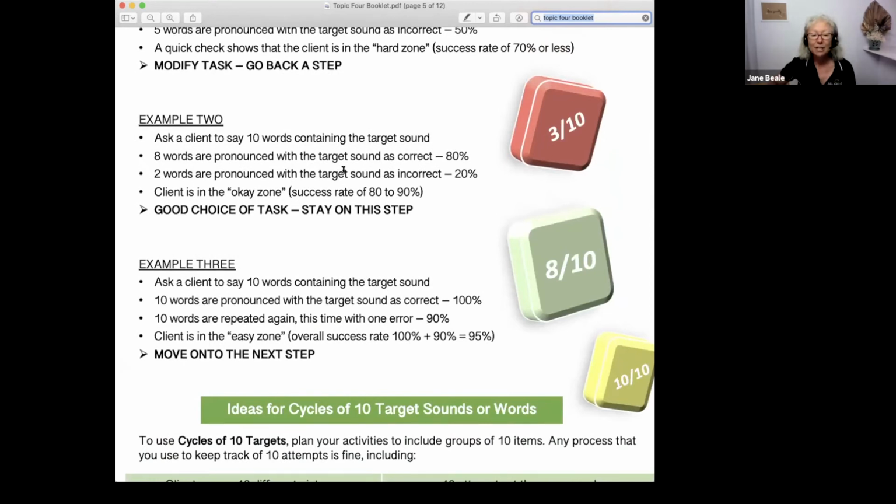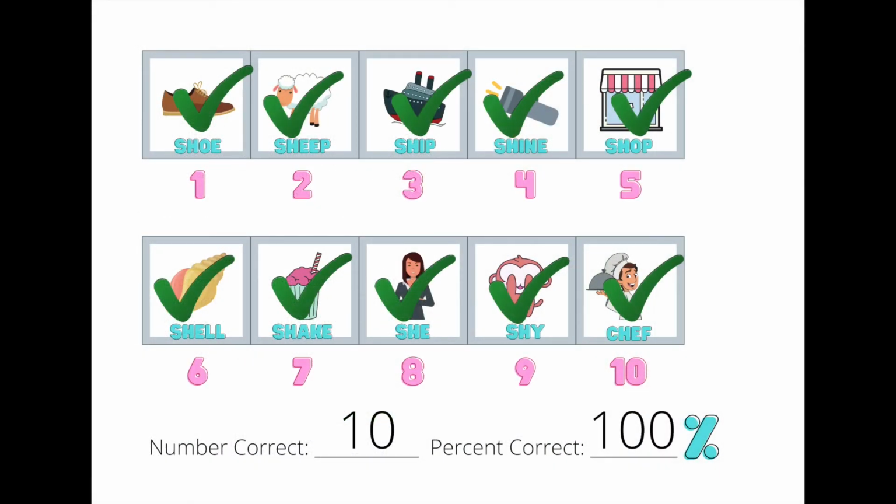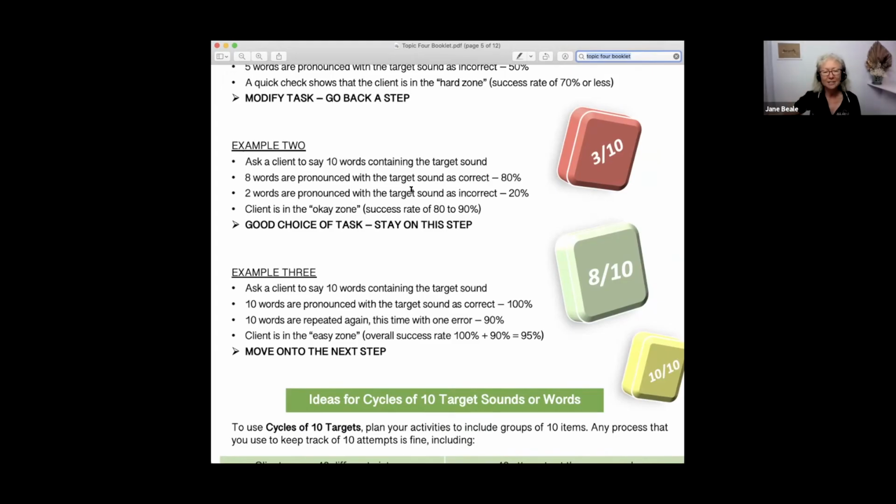In example 3, we'll ask a client to say 10 words containing the target sound, and we'll see that they get them all right. They're actually getting 100% right. And we'll be like, this is easy. I wonder if they've mastered it. So we'll do it again because we want to check. So now we'll repeat those 10 words again.